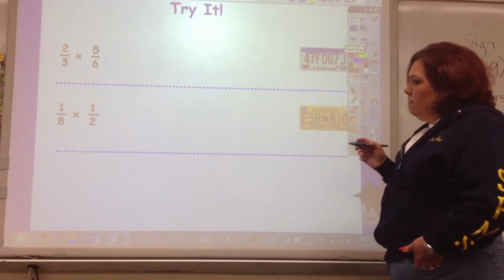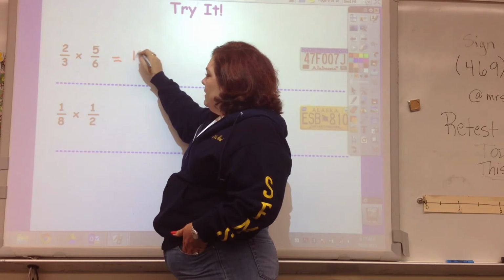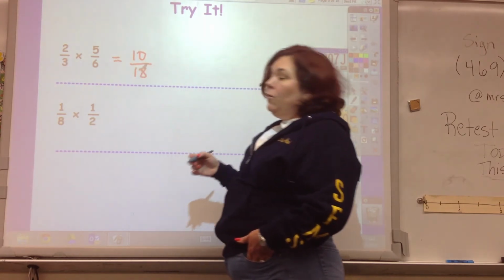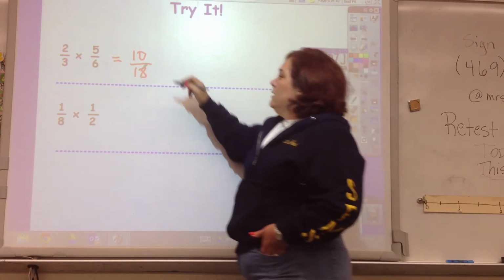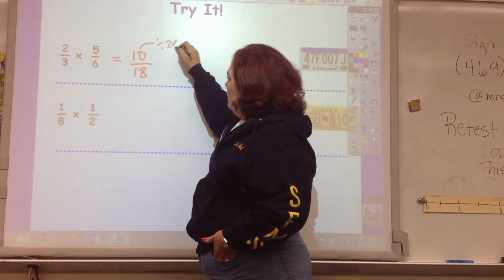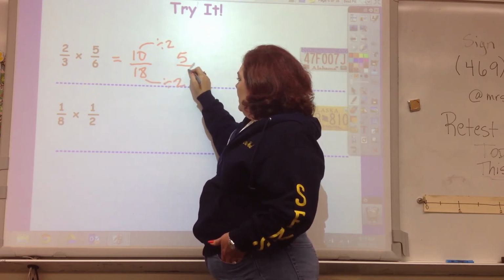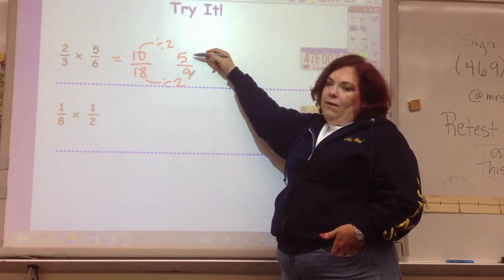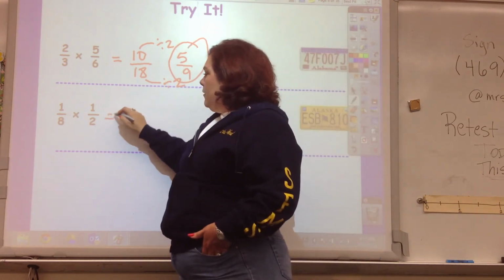So these, again, you would just go straight across. 2 times 5 is 10. 3 times 6 is 18. Now this one, whoa, they're both even numbers. I can divide by 2 and simplify. Divide by 2 and get 5. Divide by 2 and get 9. And that's simplest form because 5 is prime. So 5 ninths. Again, multiply straight across.